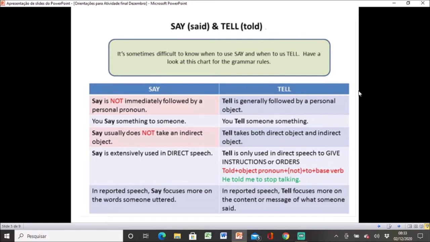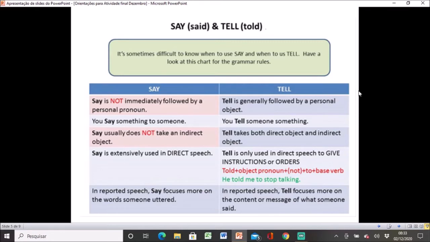Let's begin with say. Say is not immediately followed by a person pronoun. Comparing with tell, tell is generally followed by a person object. You say something to someone. You tell someone something. Say usually does not take an indirect object. Tell takes both direct object and indirect object.